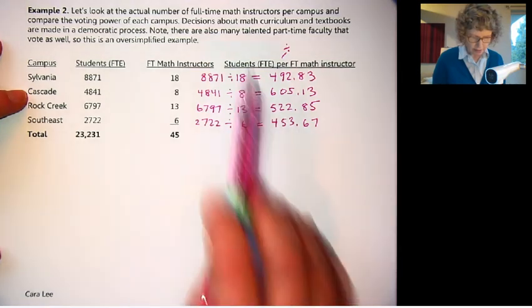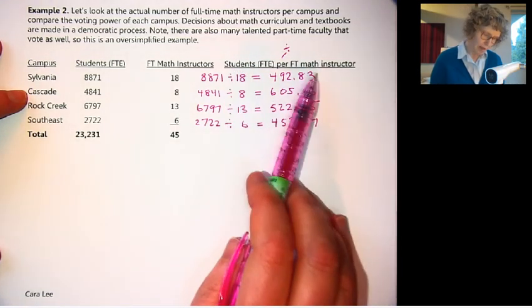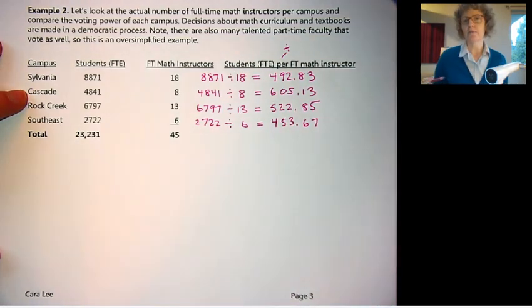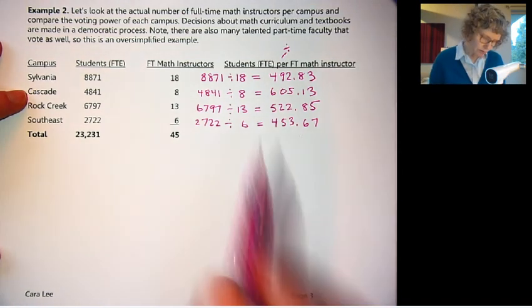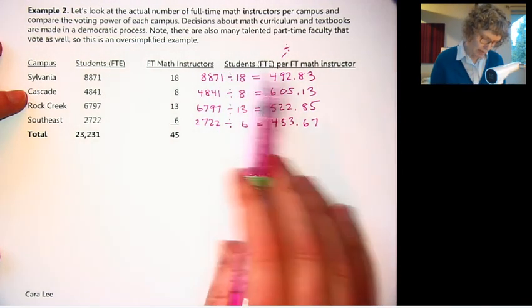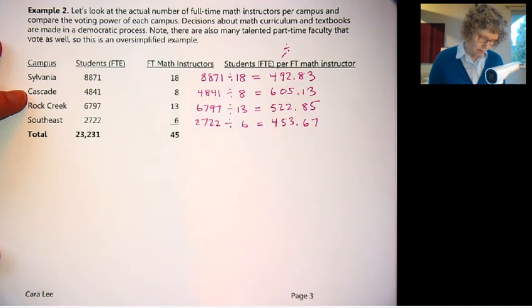And it can be calculated either way. We could have done math instructors per student. That would be a very small decimal. So it's just important to read which way the problem reads, which way you're supposed to divide it.